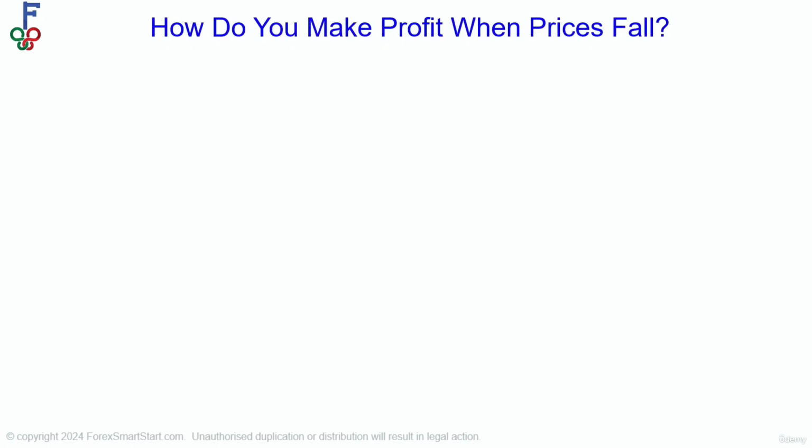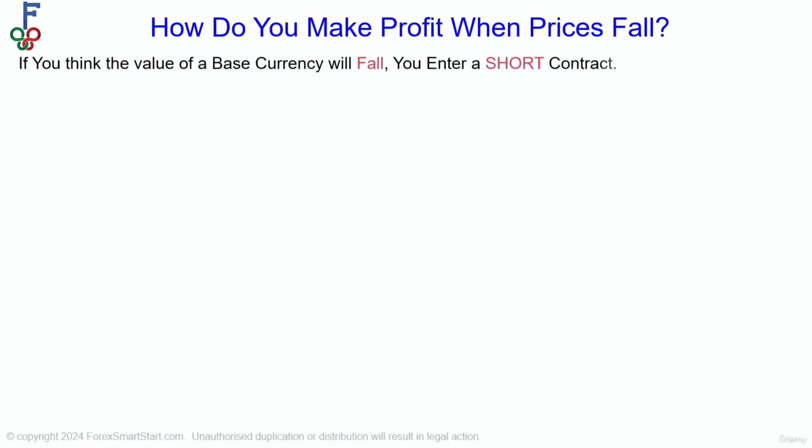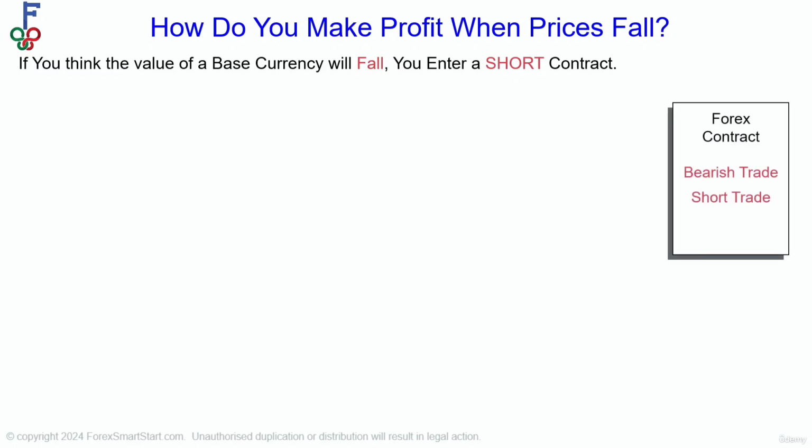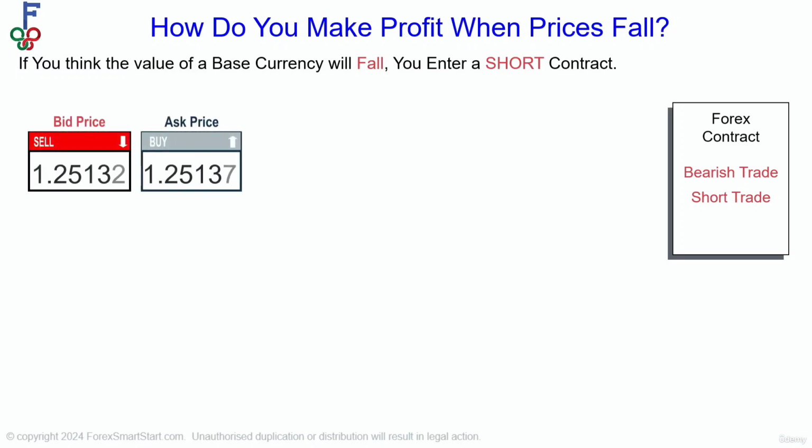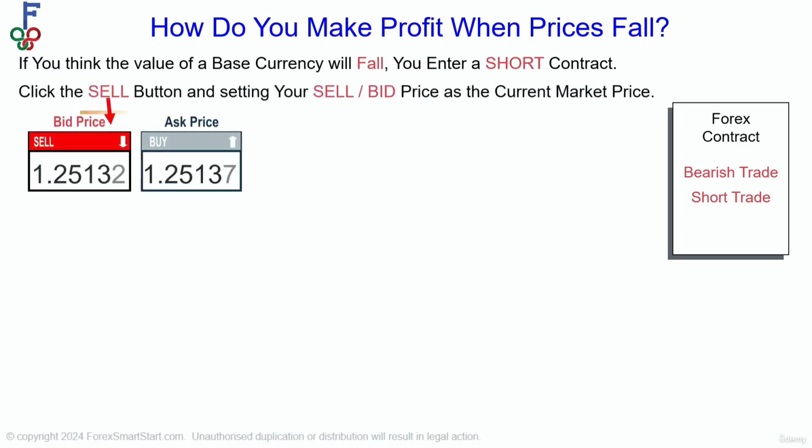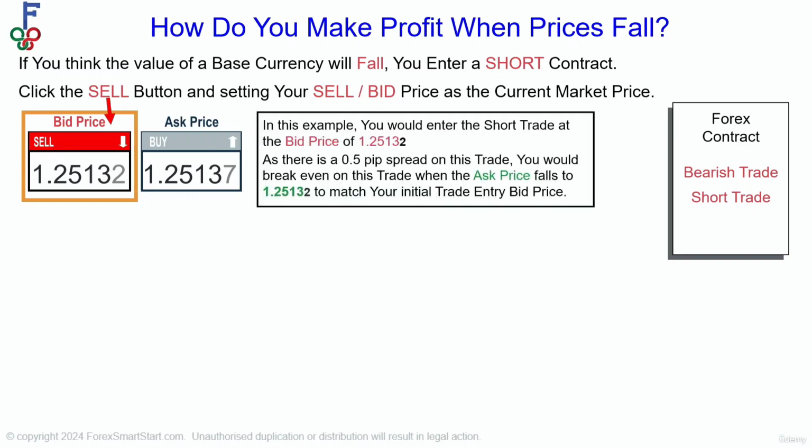How do you make profit when prices fall? If you think the value of a base currency will fall, you enter a short contract, which is also known as a bearish trade or a short trade. Click the sell button and set your sell bid price as the current market price. In this example, you would enter the short trade at the bid price of 1.25132. As there is a 0.5 spread on this trade, you would break even when the ask price falls to 1.25132 to match your initial trade entry bid price.